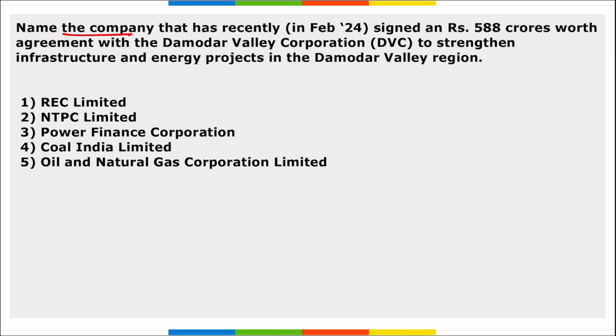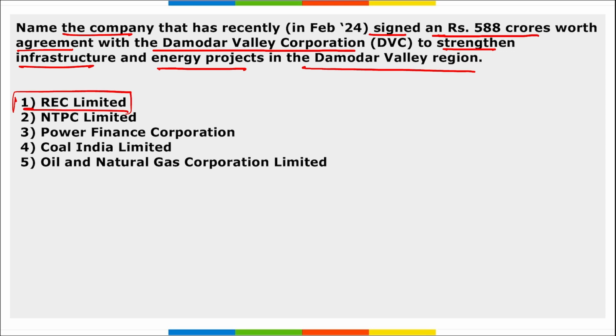Next, name the company that has recently signed a 588 crore rupees worth agreement with the Damodar Valley Corporation to strengthen infrastructure and energy projects in the Damodar Valley region. It is REC Limited, that is Rural Electrification Corporation Limited. They signed the agreement worth 588 crore rupees. It was with DVC, that is Damodar Valley Corporation, a public sector enterprise that comes under the Ministry of Power, and it was to strengthen the infrastructure and energy projects in the Damodar Valley region, that is in West Bengal and Jharkhand.